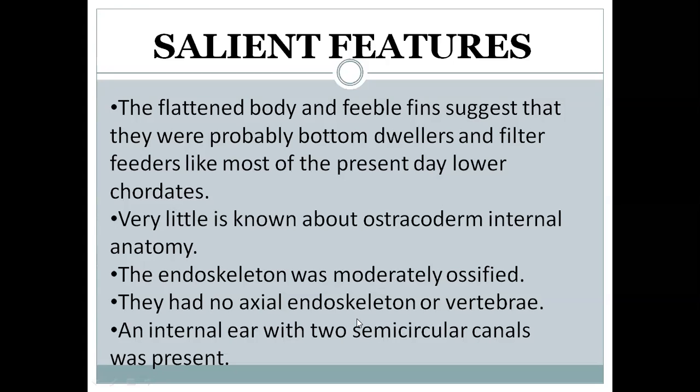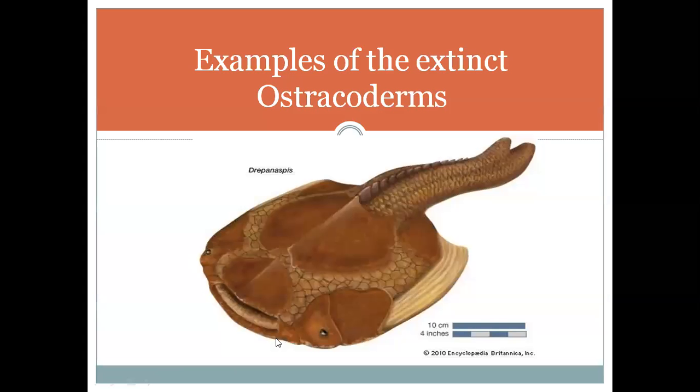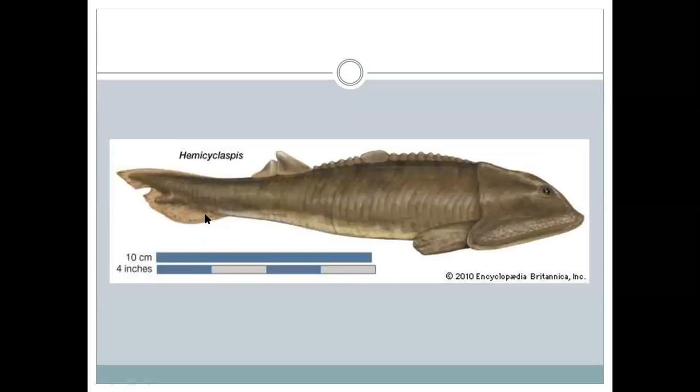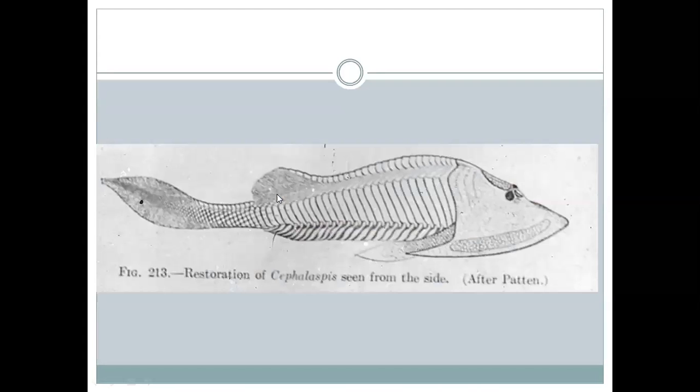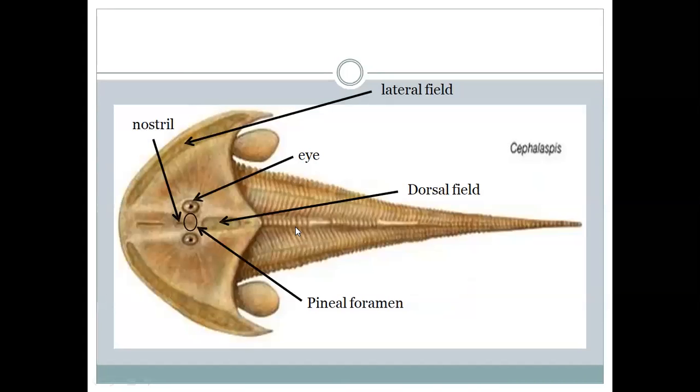They had no axial skeleton or vertebrae. So the axial endoskeleton was not present in these organisms. An internal ear with two semicircular canals was present in these organisms. In this slide, we can see some examples of these ostracoderms. This is Drepanaspis, this is Hemicyclaspis, and this is Cephalaspis, and this is also Cephalaspis.